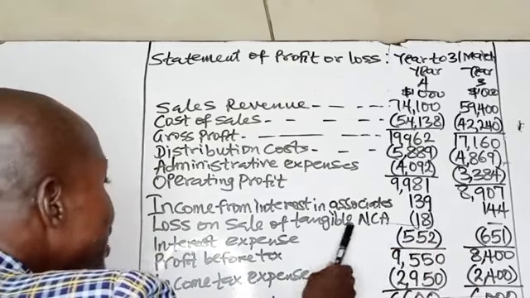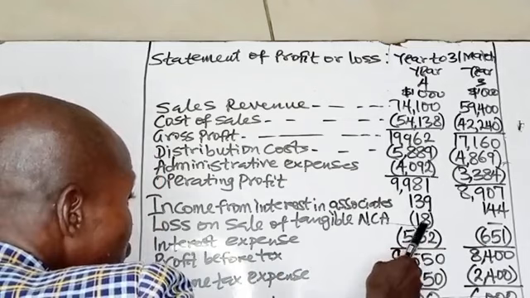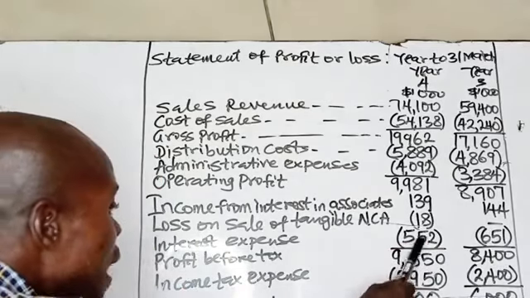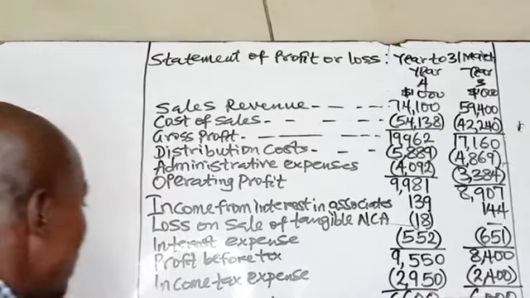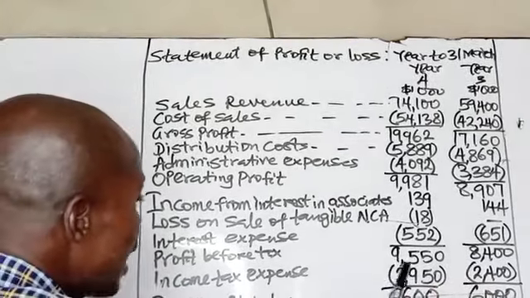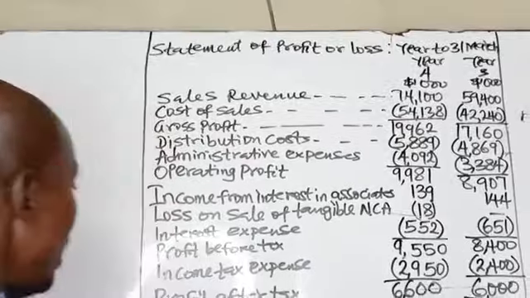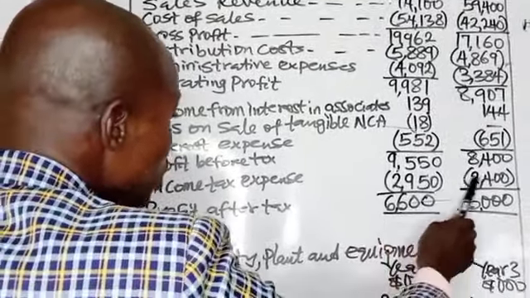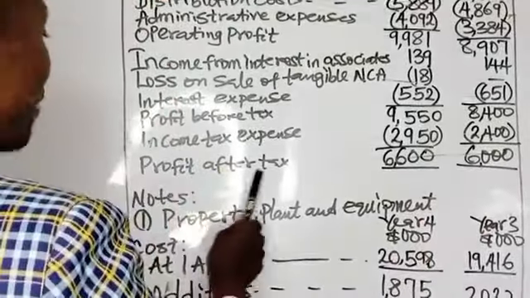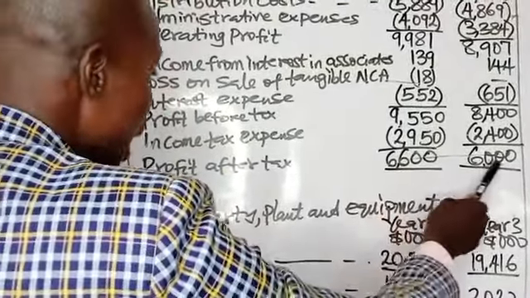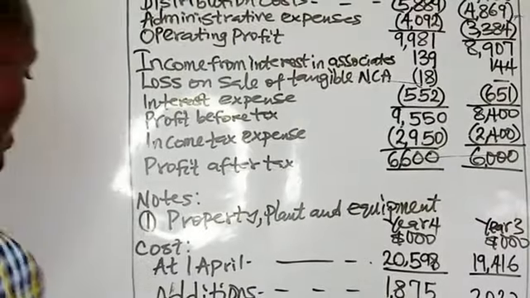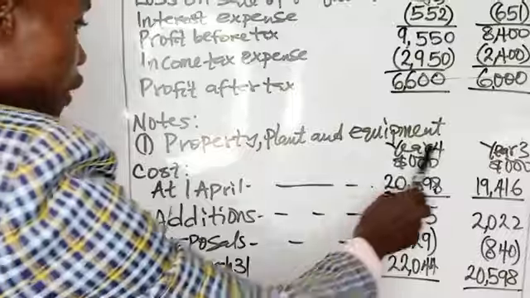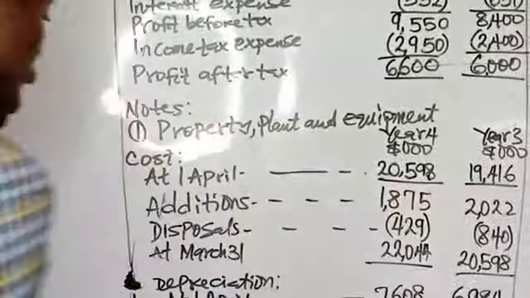Loss on sale of tangible non-current assets, $18,000. Interest expense, $552 and $651. Profit before tax, $9,550 and $8,400. Income tax expense, $2,950 and $2,400. Then profit after tax, $6,600 and $6,000. We have notes. Note 1. Property, plant, and equipment, year 4 and year 3, amount in $1,000.